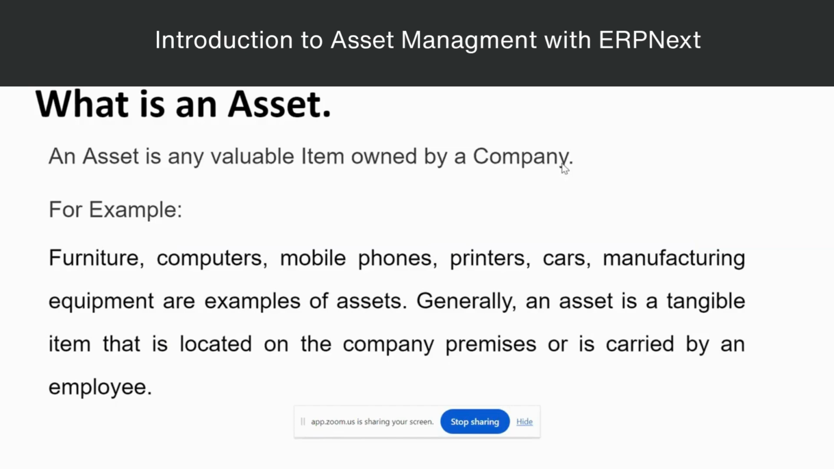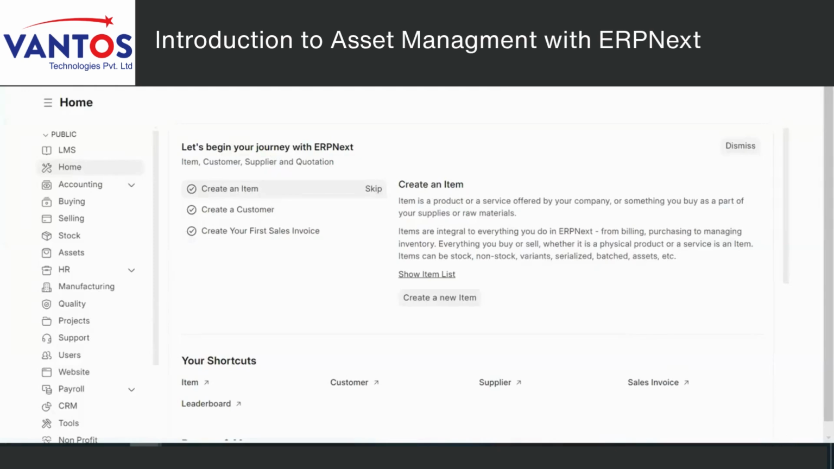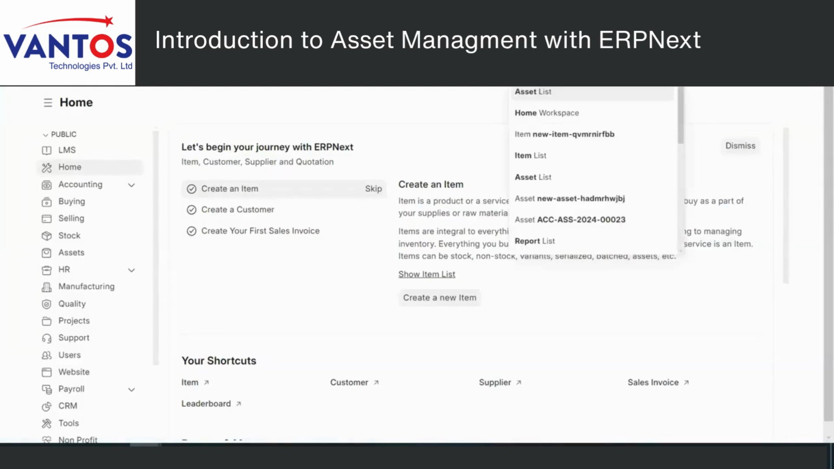Manufacturing devices, machines, etc. Generally, an asset is a tangible item that is located on the company premises or is carried by an employee. Basic at initial stage: from creation of an item, how we are going to convert it into an asset, and from there, depreciation.